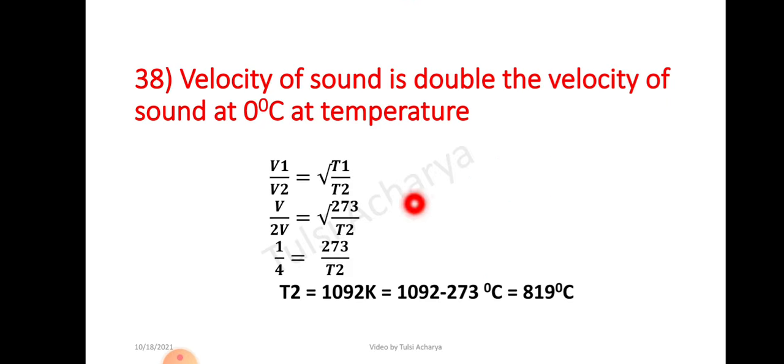So let's use this formula: v1 by v2 is equal to root under T1 by T2. v1 is v and v2 is twice v, and T1 is 273 Kelvin because 0 degree centigrade plus 273. And T2 is equal to what? By solving this we get T2 is 1092 Kelvin, but our answers are in degree centigrade. So let's subtract 273 from 1092, we get 819 degrees centigrade.